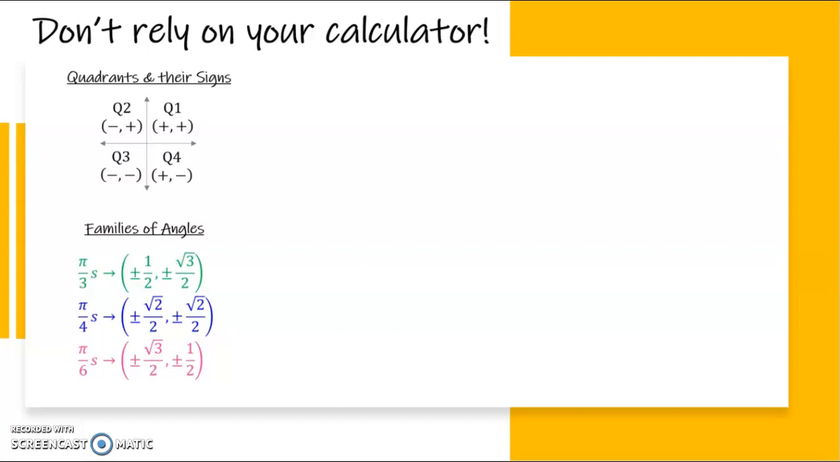The way that I keep pi over 3 and pi over 6 separate in my brain is I remember that the 3's aren't right next to each other like this. Like this isn't pi over 3 starts with root 3. It's pi over 6 starts with root 3. And the 3 starts with 1/2.